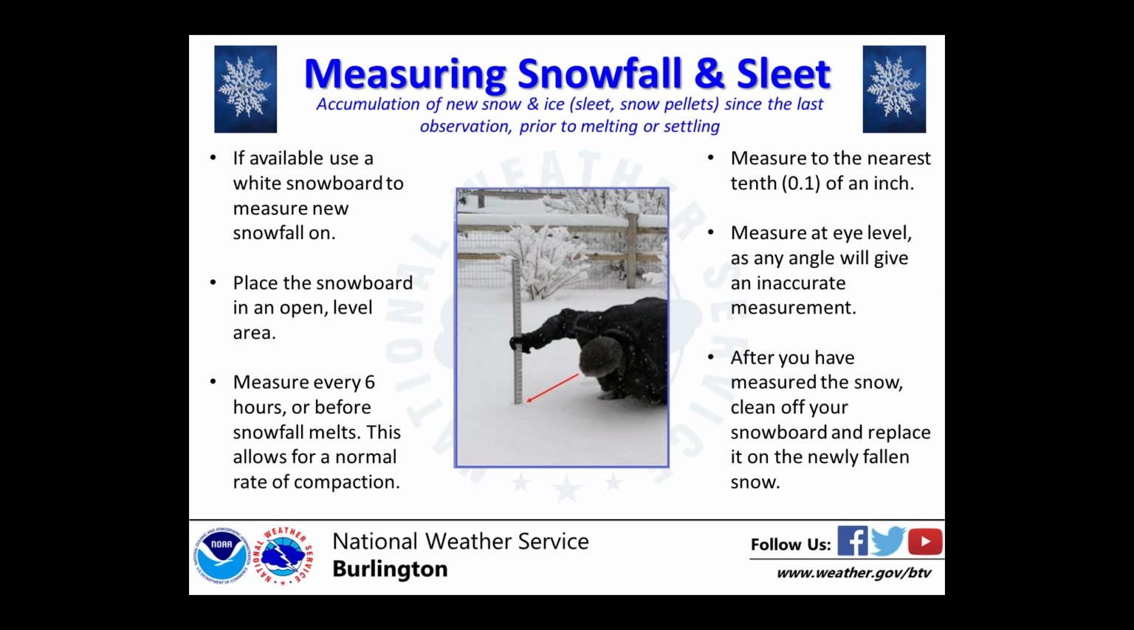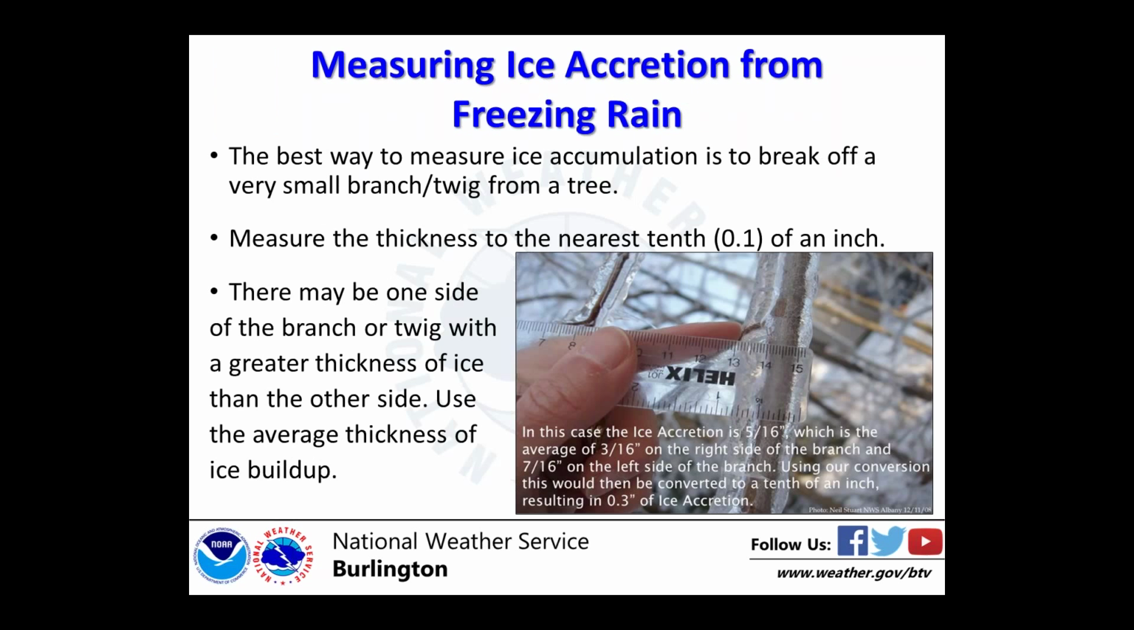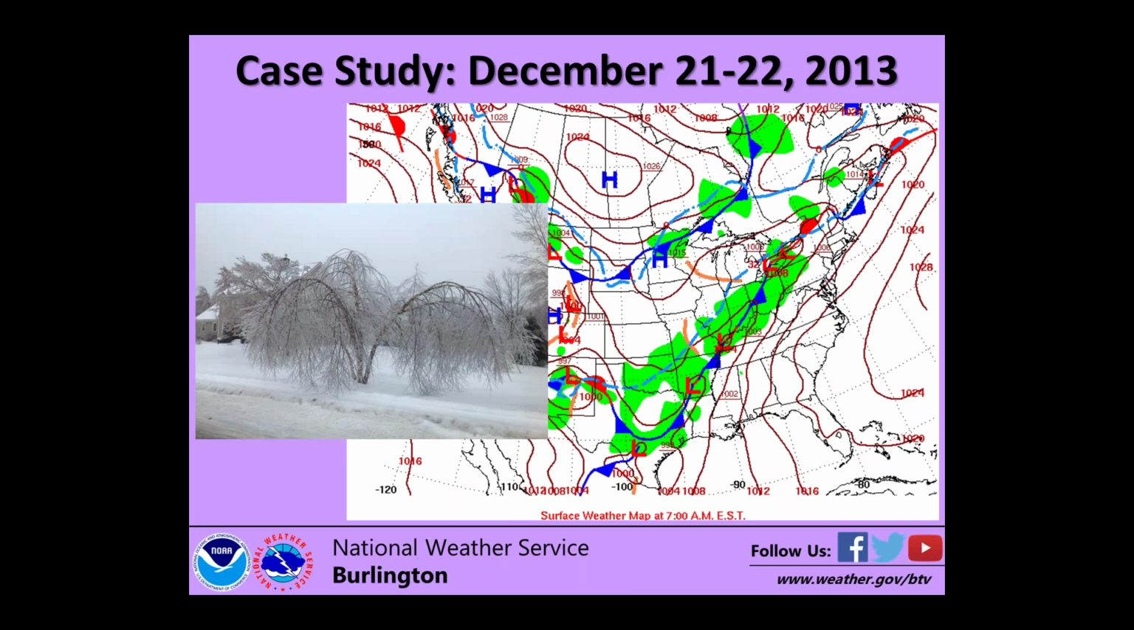And don't forget, after you've taken a measurement, clear off your board for the next one. Now, measuring ice from freezing rain, the best way to do it is to take a branch and take your ruler and then do the measurement average. So if there's more ice on one side of that twig or branch than the other, you just measure the two and then average them. And again, measuring to the nearest tenth of an inch.